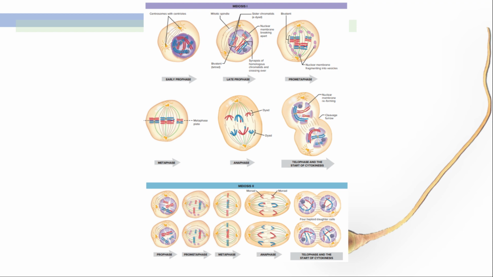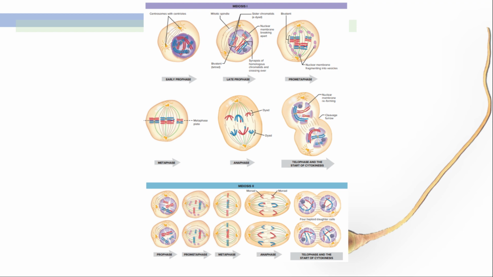So, ang difference lang nito sa prometaphase ng mitosis is doon sa mitosis, bawat isang chromosome ay maa-attach sa dalawang kinetochore microtubules, one coming from each pole of the cell. Dito naman sa meiosis 1, bawat isang chromosome ay maa-attach lamang sa iisang kinetochore microtubule, coming from either of the poles.